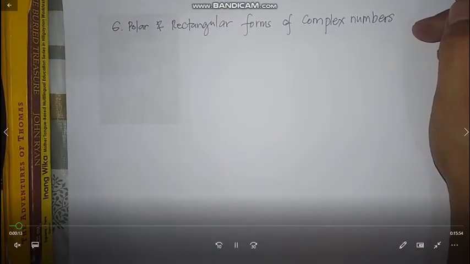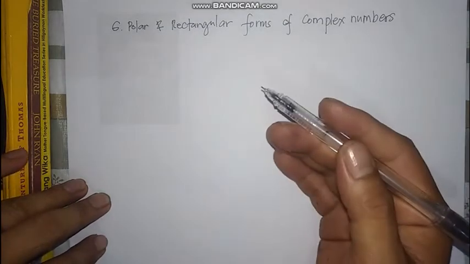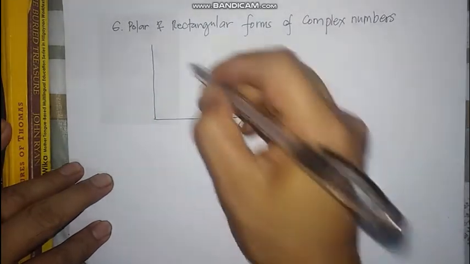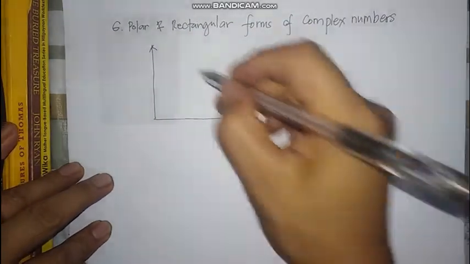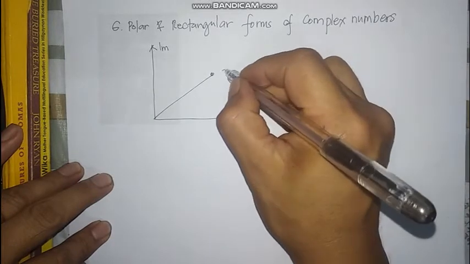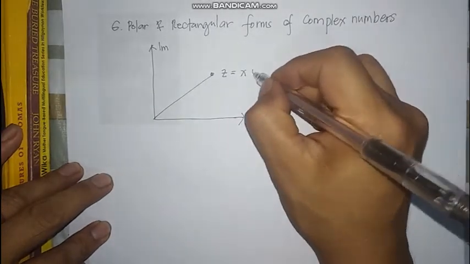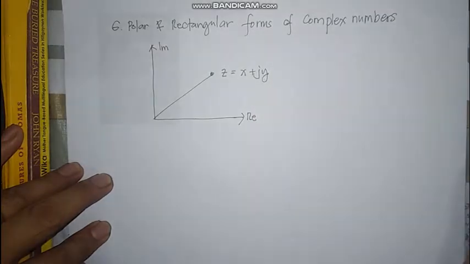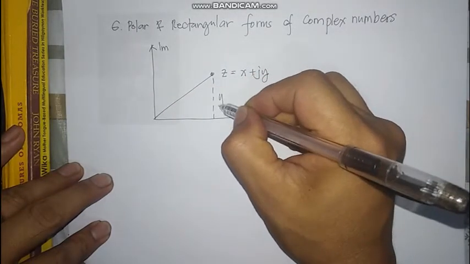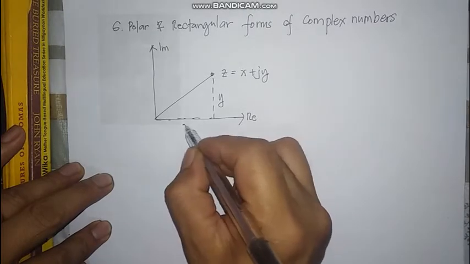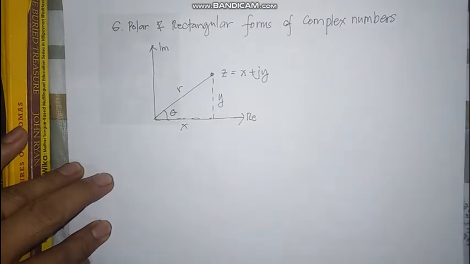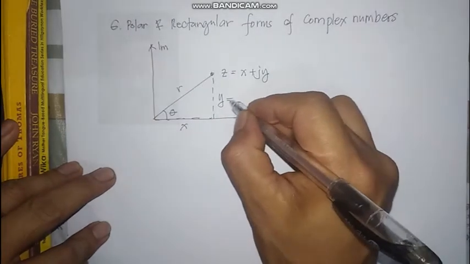Okay, our next topic is the polar form and the rectangular form of a complex number. Take note, the rectangular form can be written in the Argand diagram. Now, this is how you represent your rectangular form. You have z is equal to x plus jy. The distance of that point to the real axis is equal to y, and the distance of the point to the imaginary axis is equal to x. And the hypotenuse is labeled as r, that is the magnitude of your z.